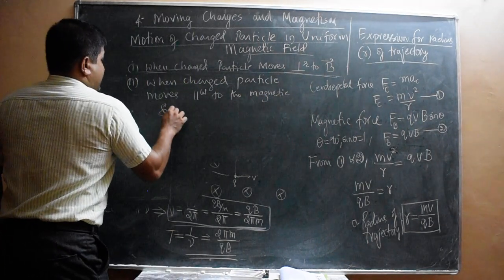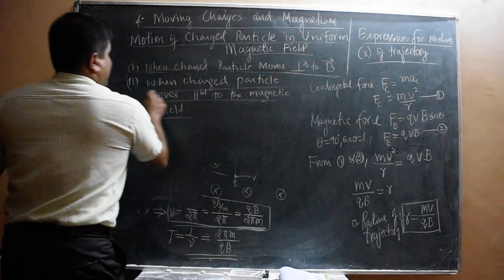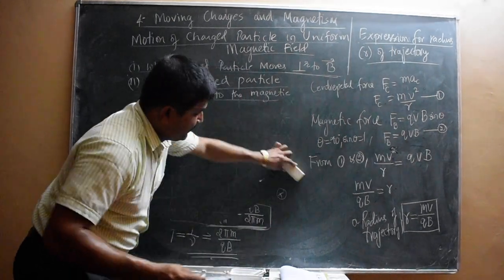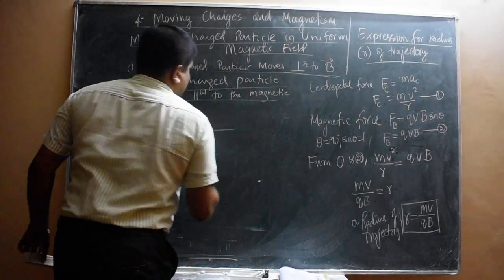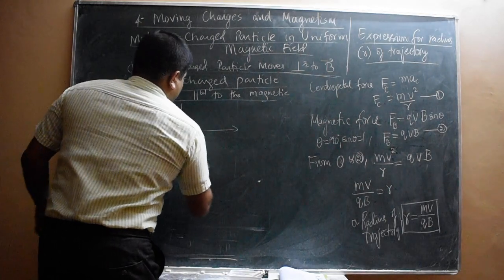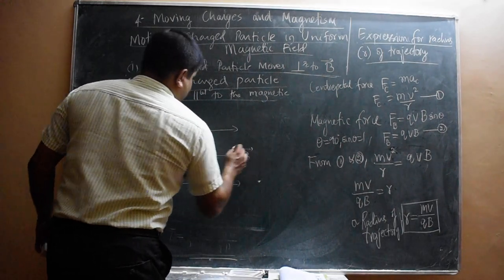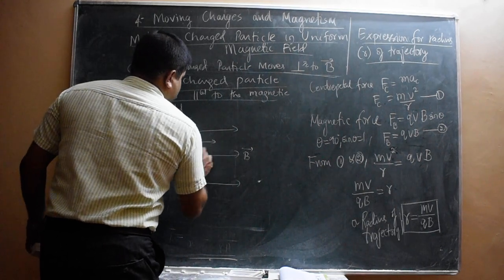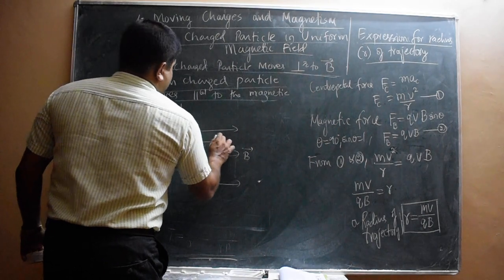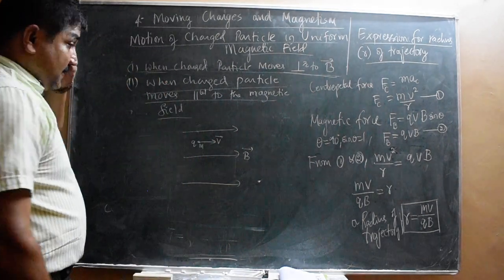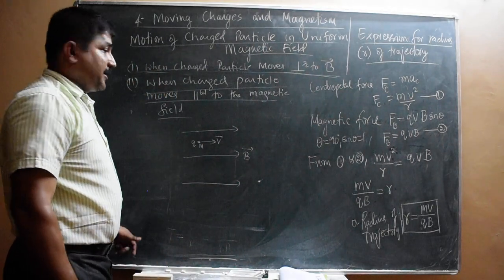Okay, so in this case, the charged particle moves parallel to the magnetic field. Let me show the diagram. Here is the magnetic field, I will show it like this. This is the B. If I project a charged particle of charge q and mass m along this direction at the velocity v, then what happens to the trajectory of the charged particle?